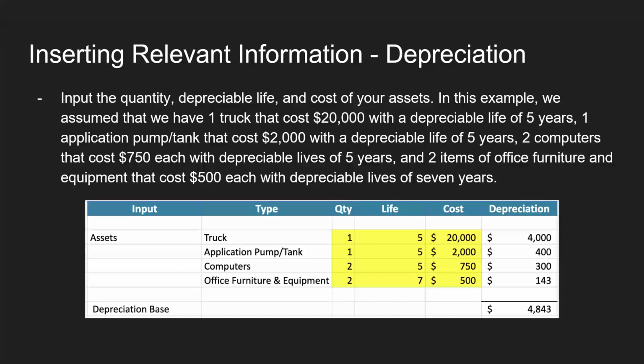Another cost for pest control companies is depreciation. On this slide, we have input cells for the quantity, life of the asset, and cost of the asset. These inputs will then generate the total cost for each individual asset, as well as the total cost per year for all the assets.